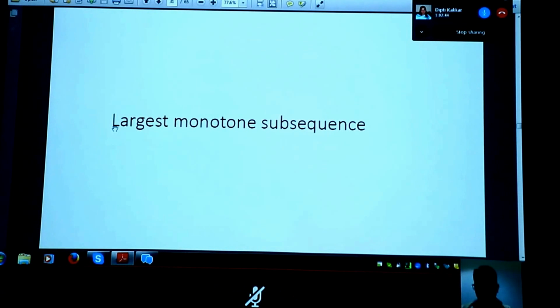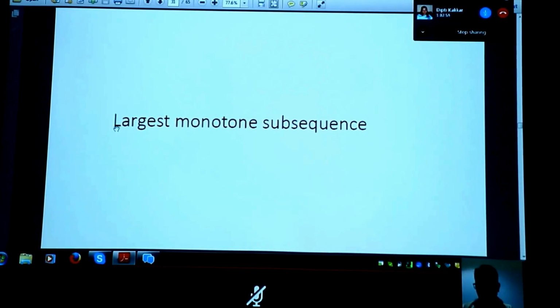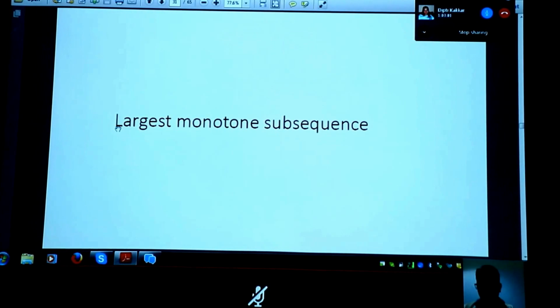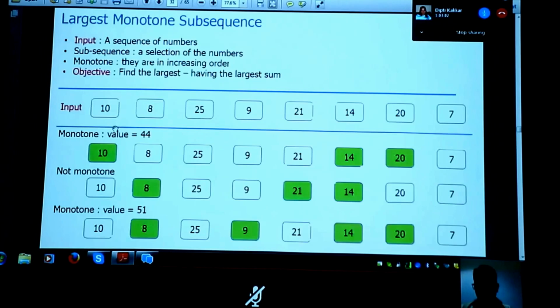So this problem, the next one we are going to see, is called the largest monotone subsequence problem. I guess some of you might have seen this one or a related one, but I hope we'll be able to learn something new from this new perspective, right? So we'll see. So the problem is something like this.